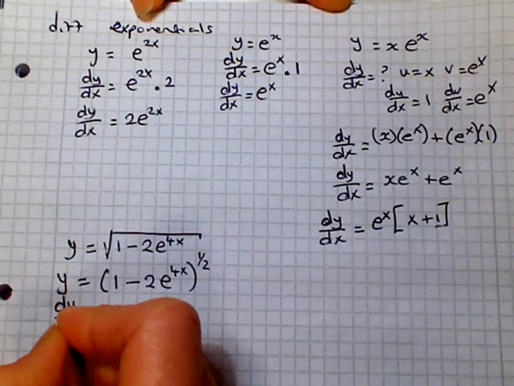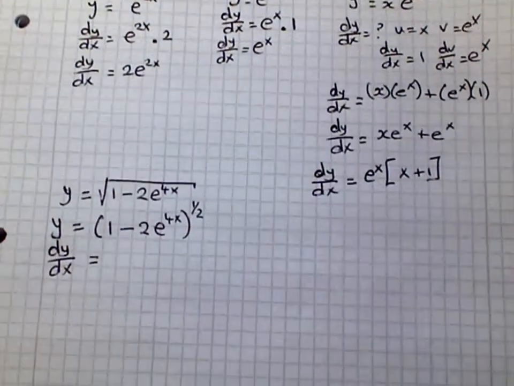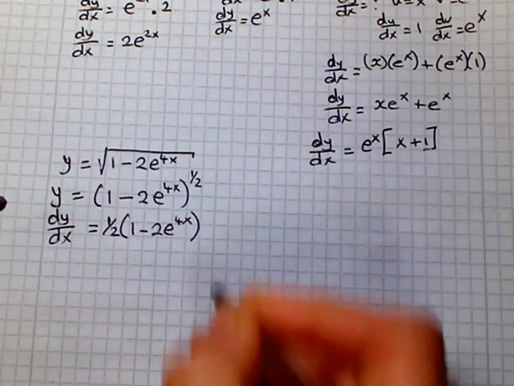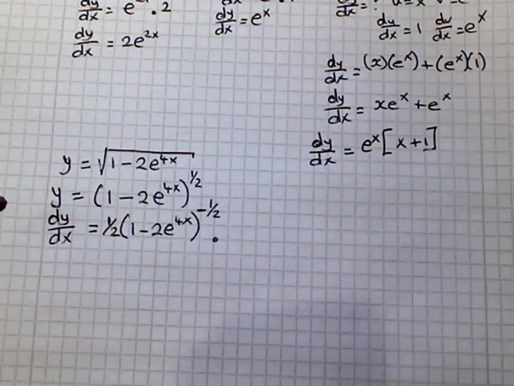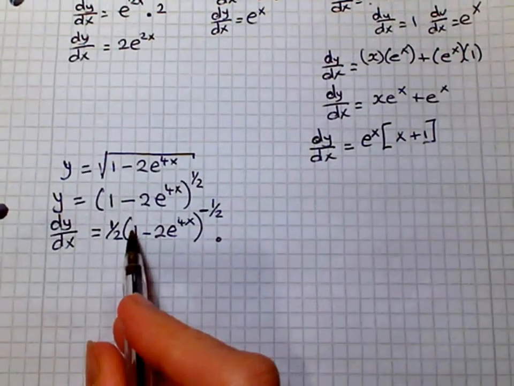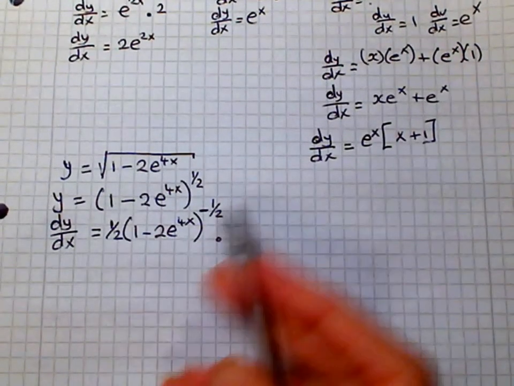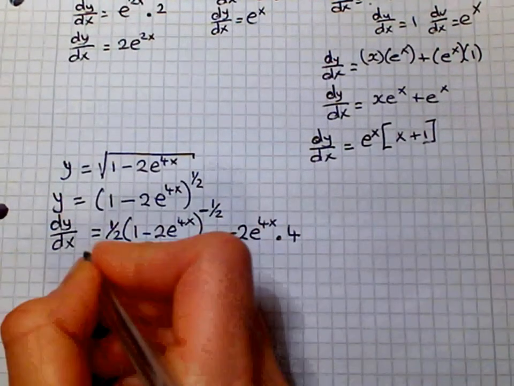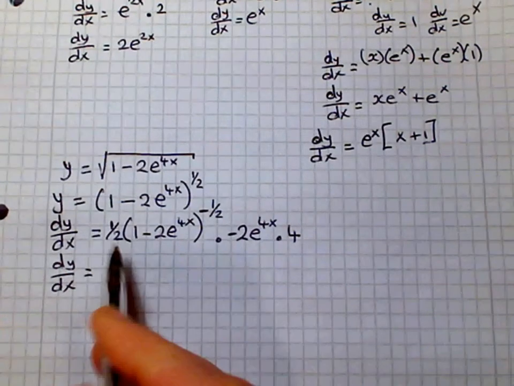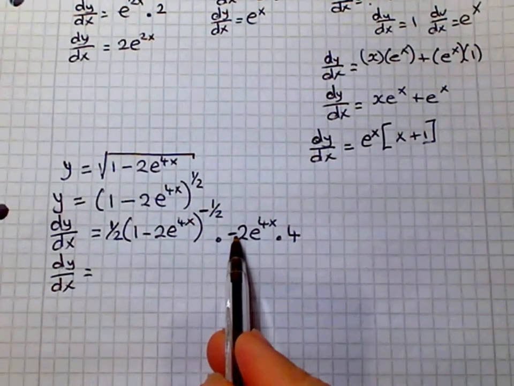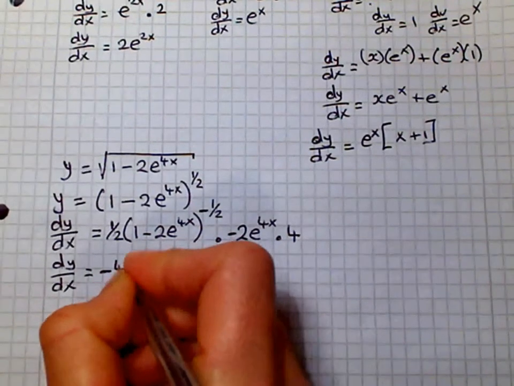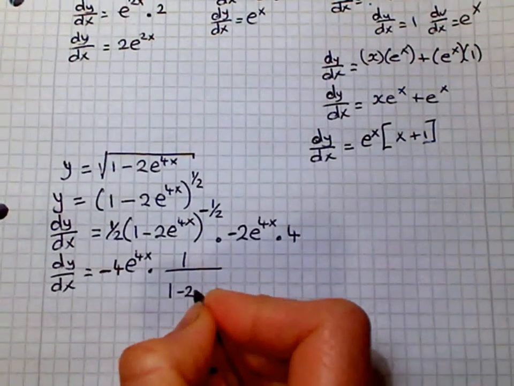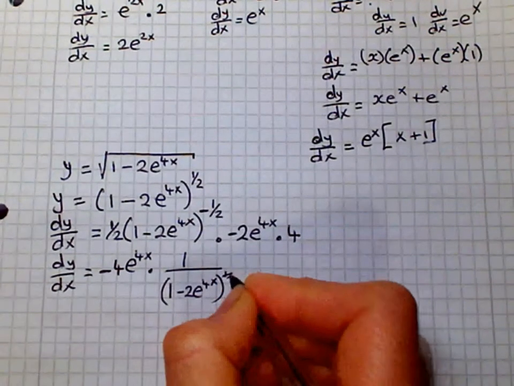dy/dx then is equal to a half by 1 minus 2e to the power of 4x, all to the power of minus a half, by the differential of what's inside the bracket. Differentiate 1, you get 0. Differentiate minus 2e to the power of 4x, you get minus 2e to the power of 4x by 4. So dy/dx is equal to, well, a half by 2 is 1, so you're going to be left with minus 4e to the power of 4x by 1 over 1 minus 2e to the power of 4x, all to the power of a half.